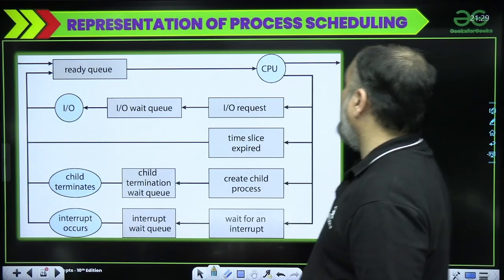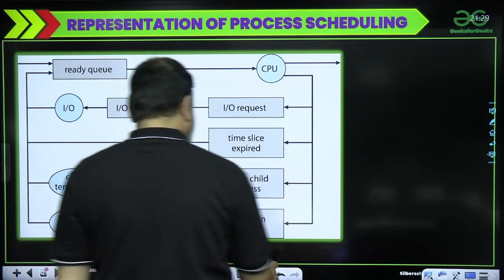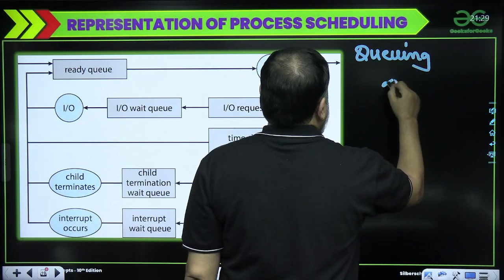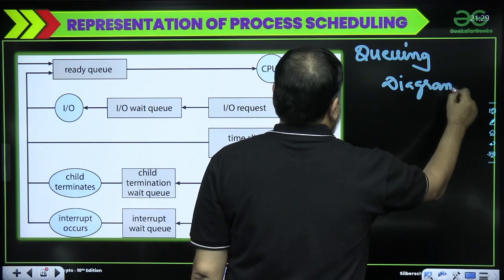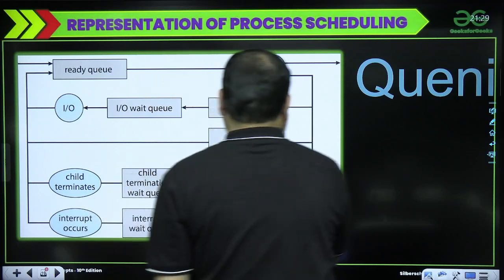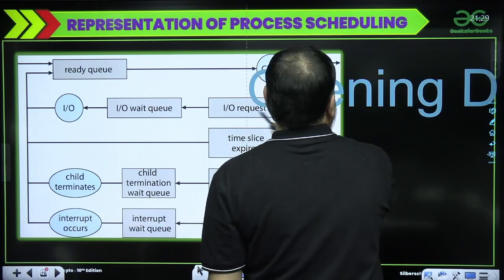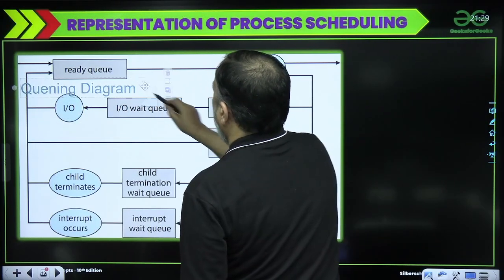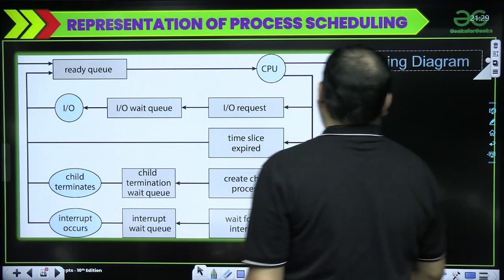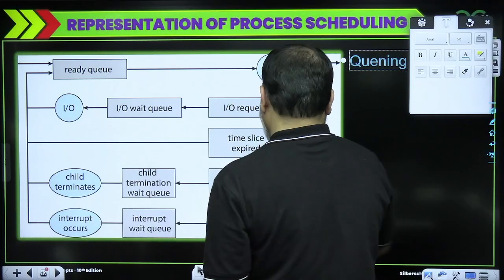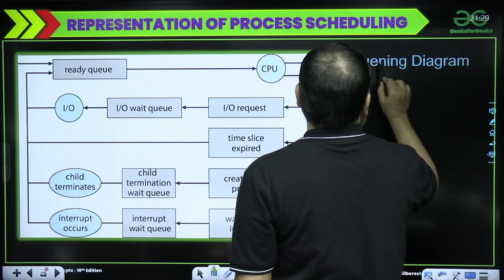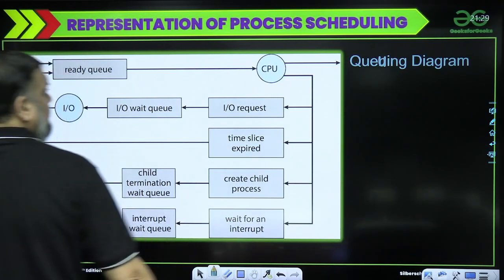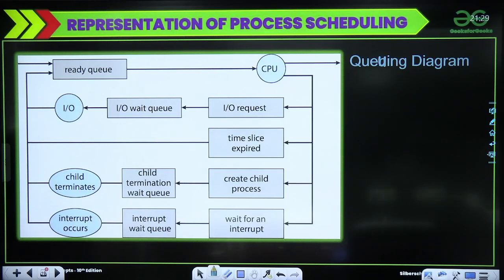Finally, this is what is called the queuing diagram. It shows all the queues.